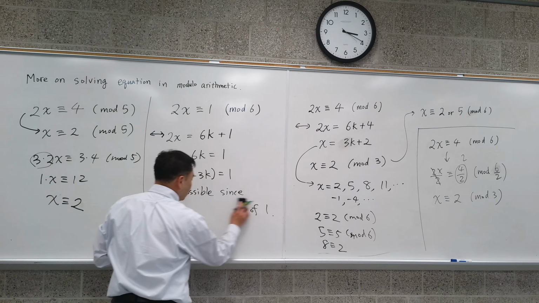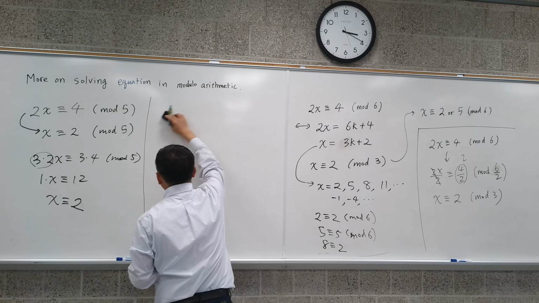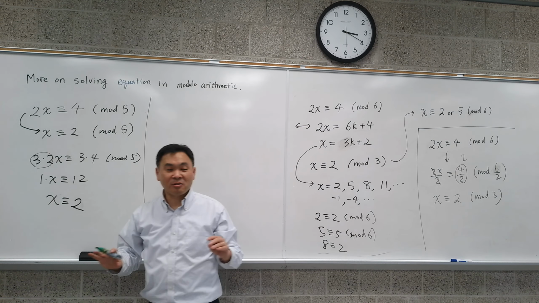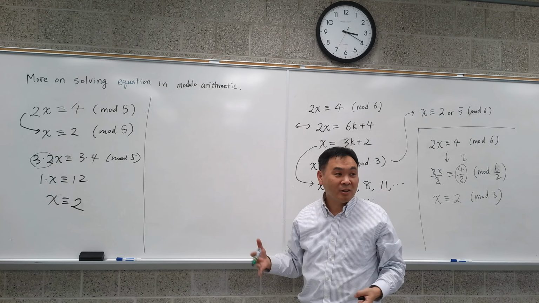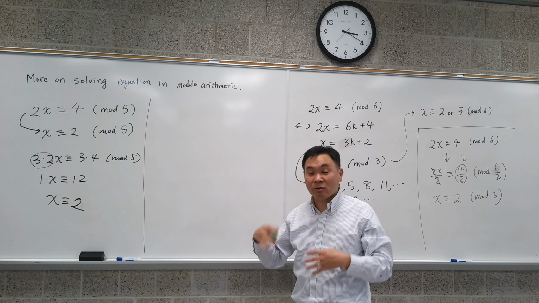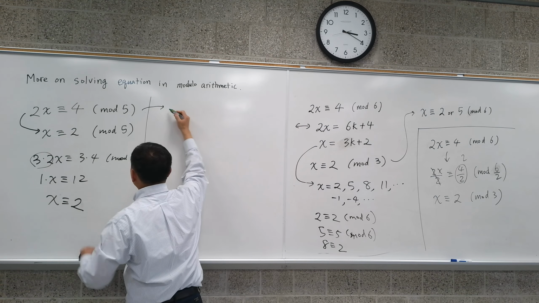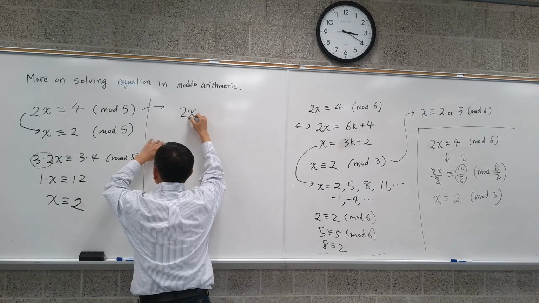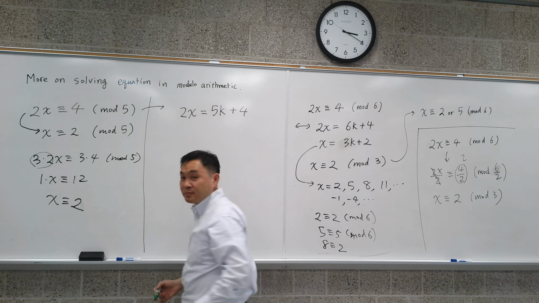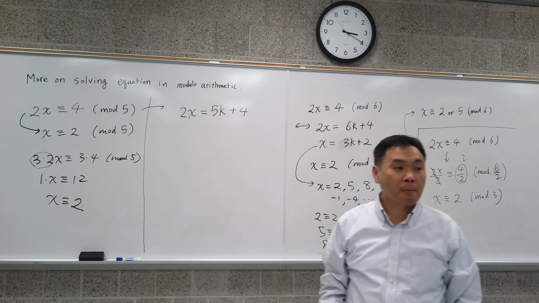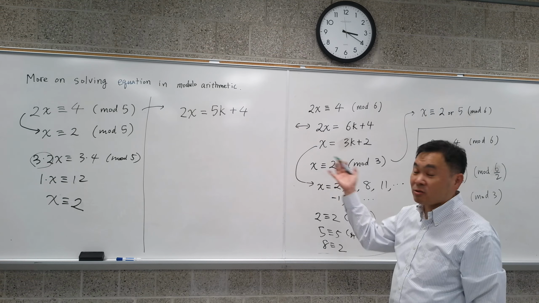To see what's really going on behind the scenes, see, modular arithmetic is something that we're just trying to understand. We just learned how to do it. Anytime you're suspicious, you should always go back to the regular equation and see what's going on. So, for example, if you want to really know what's going on, you should change this into 2x is equal to 5k plus 4, just like that. So there's some k where this is true.